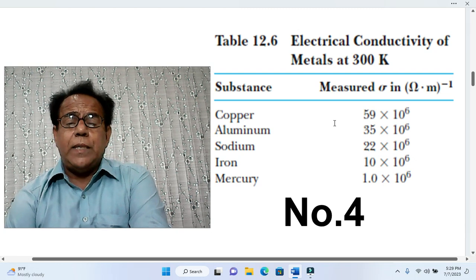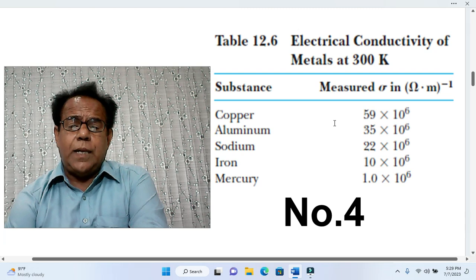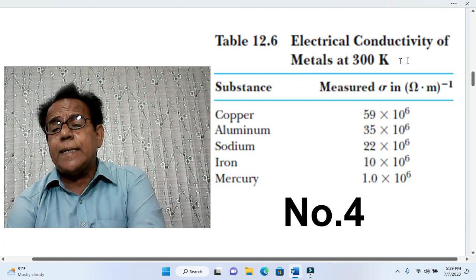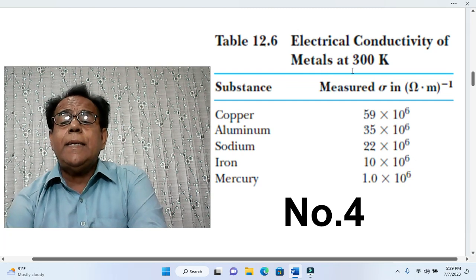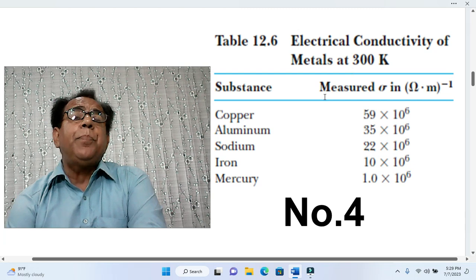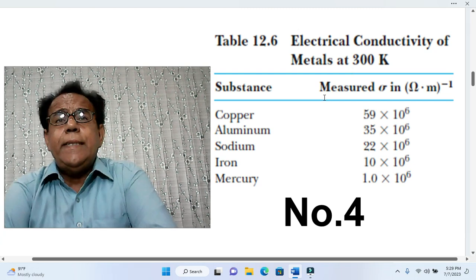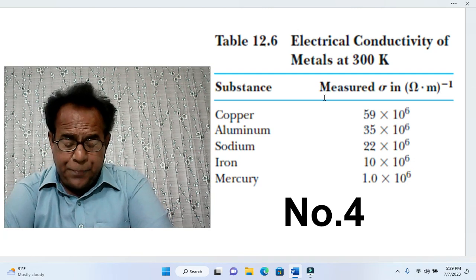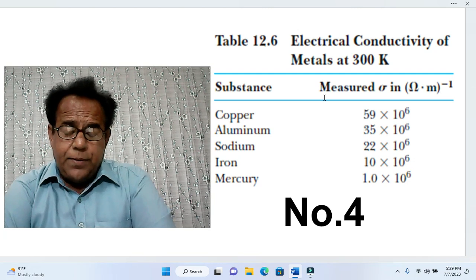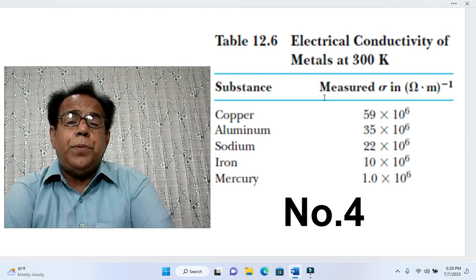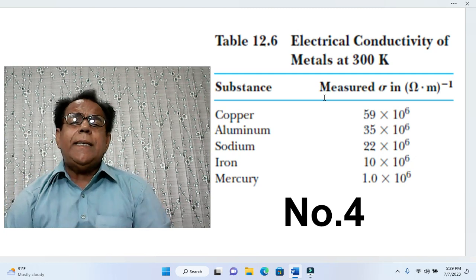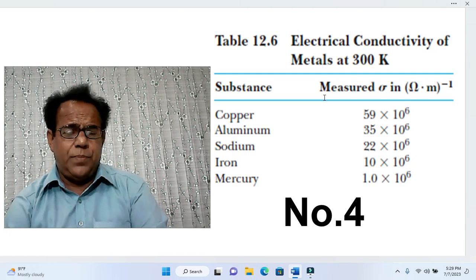Moreover, dear students, one thing more needs to be clarified here: this table says electrical conductivity of metals at 300 Kelvin. Why 300 Kelvin? I have mentioned previously that room temperature is not a very exact figure. It slightly varies at various times and in various circumstances.